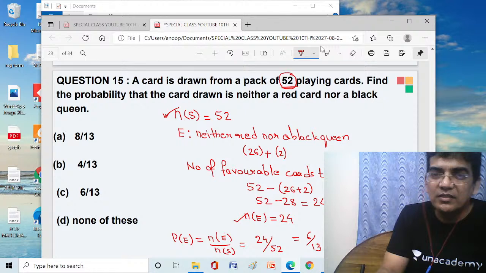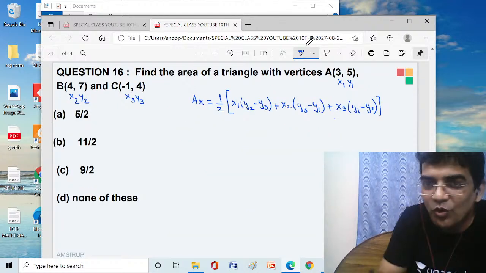And remember one thing more: when you are using the formula, whatever result you get, you will consider only the numerical value. Suppose on using this formula you get a negative result, so don't consider the negative. Suppose you are getting minus 10, the formula says consider only the numerical value, so you will consider only 10. Leave out the minus.